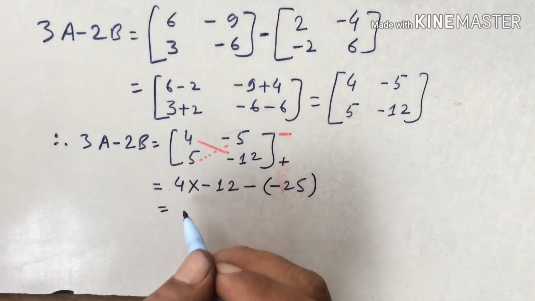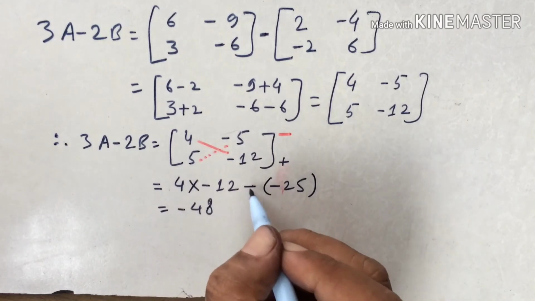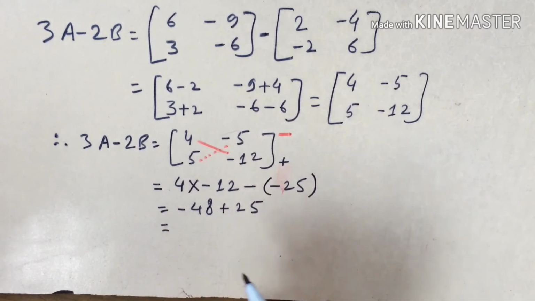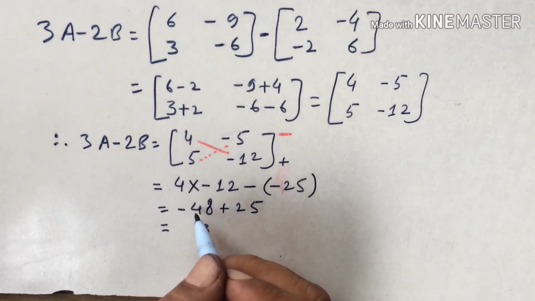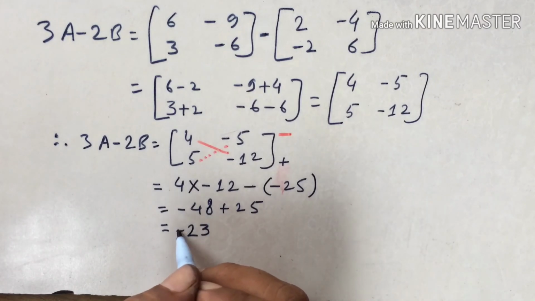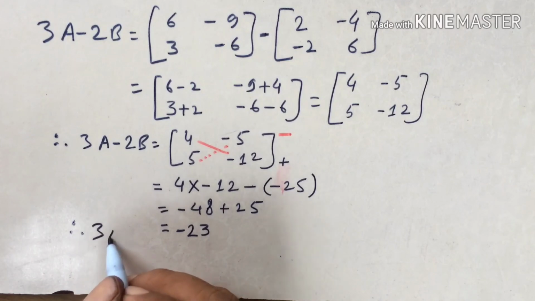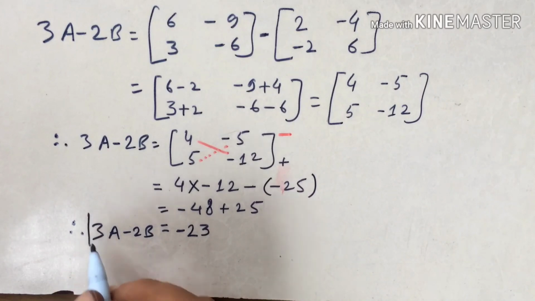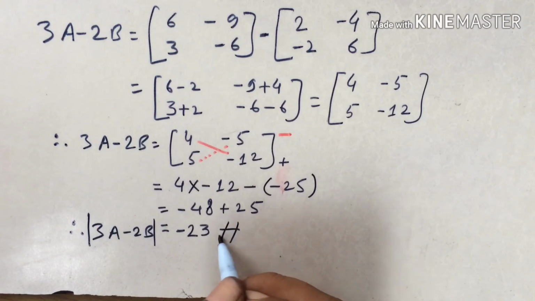12 times 4 is 48, and this is minus, so it is plus 25. Therefore, we obtain the determinant of 3A minus 2B equal to minus 48 plus 25, that is minus 23, which is our required answer.